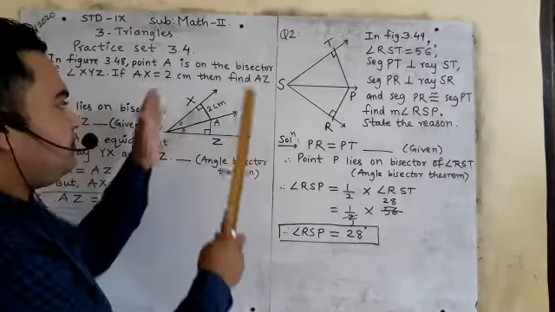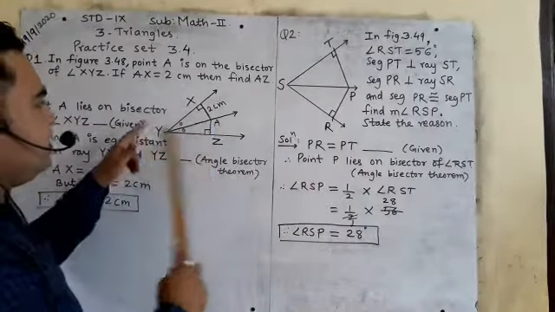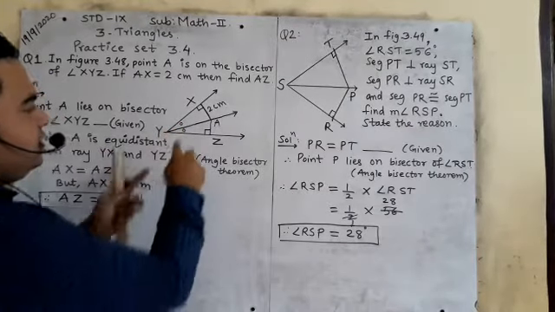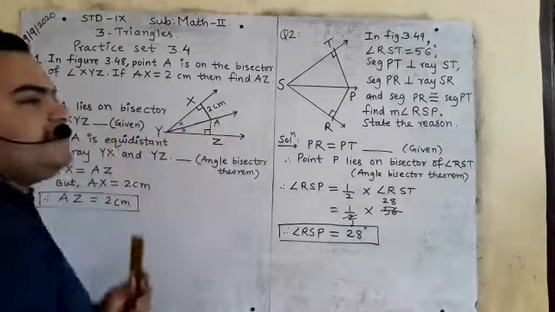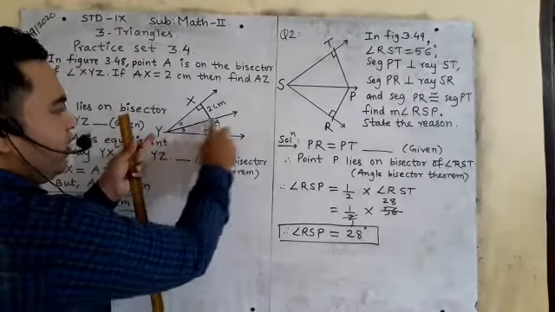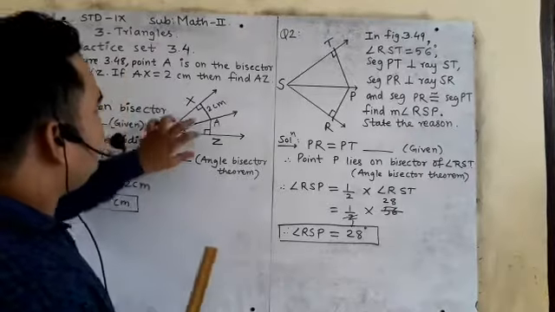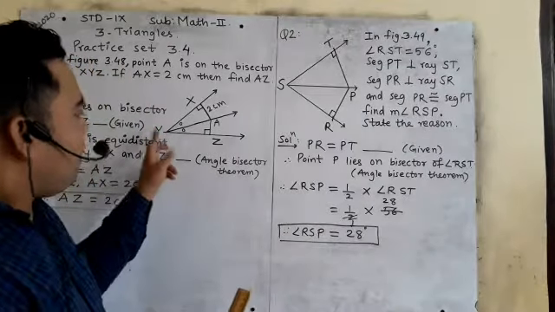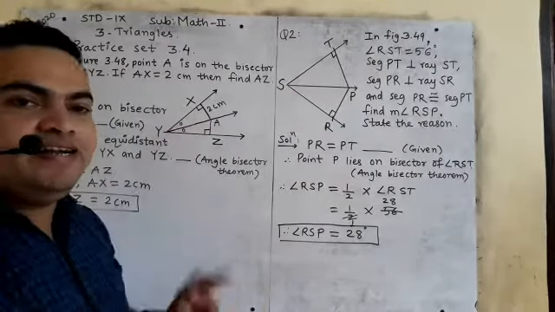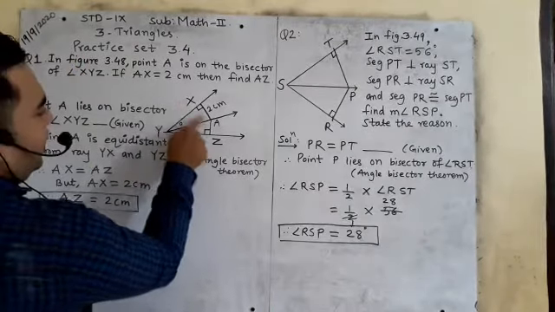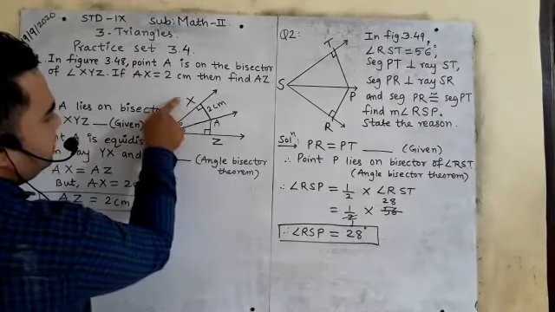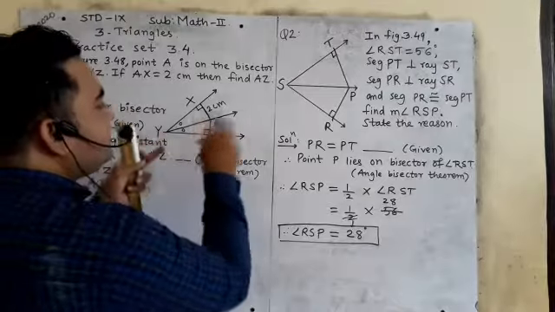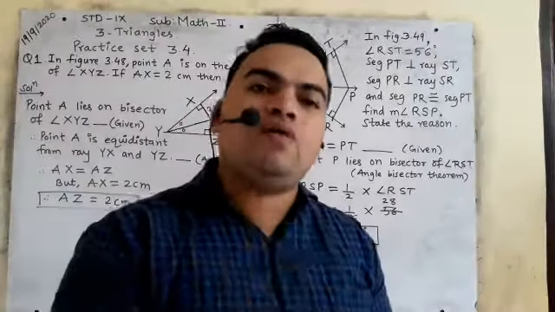So my dear students, first I will explain this figure 3.48. This is an angle XYZ. Can you see these two symbols over here? This indicates that ray YA is an angle bisector. Ray YA is an angle bisector which divides the angle into two equal parts. So therefore, if AX is 2 centimeter, AZ also will be 2 centimeter. Why? Because this is an angle bisector which divides the angle into two equal parts.